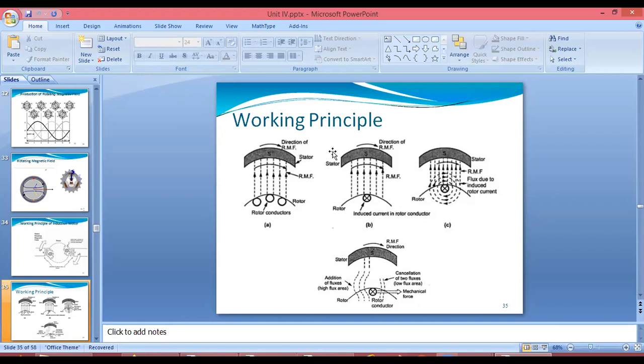You are supposed to draw the diagram step by step. Firstly, we are giving the supply here, the three-phase supply.